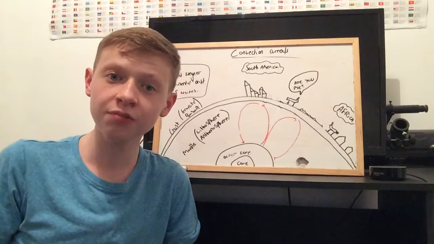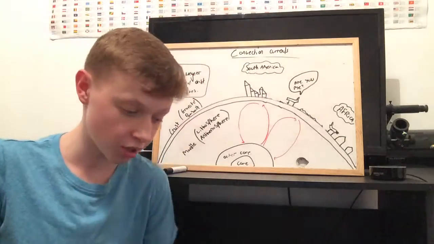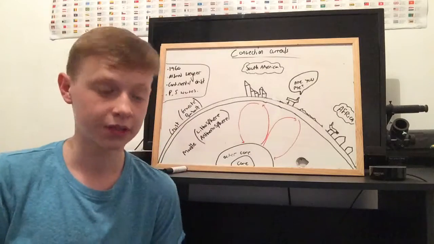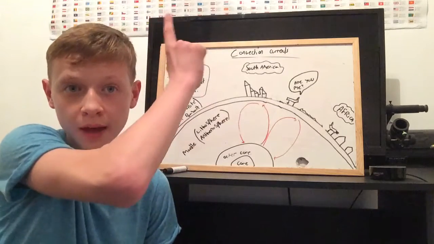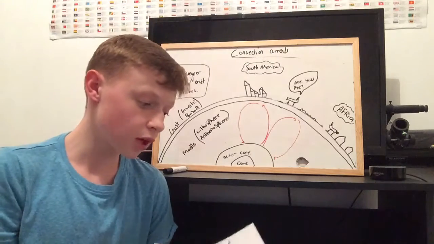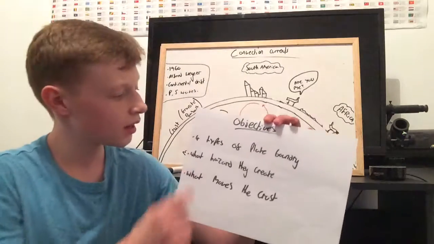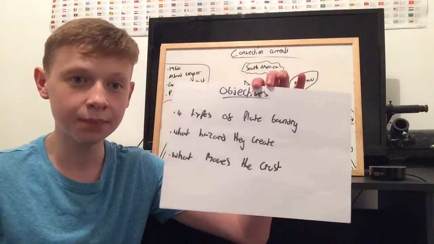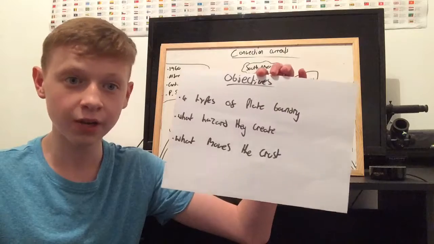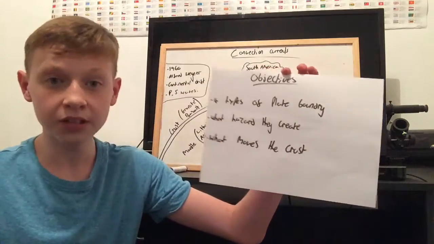Today it's going to be a geography video on tectonics and convection currents. I am going to stand up in a minute, that's why we are in a little bit of a different place, just because I have a map above me, but we'll get on that later. So the objectives of today are to know about the 4 different types of plate boundaries, what hazards each plate boundary creates, and finally, what makes the crust move.